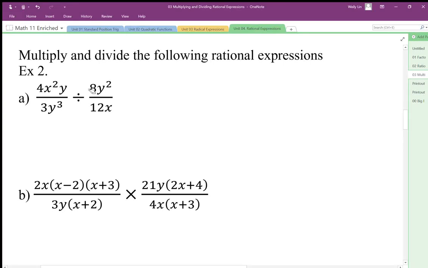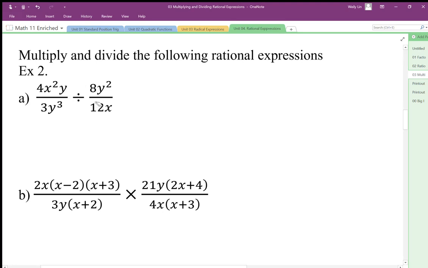In these examples, we're just going to focus on the timesing and dividing and canceling, and we're not going to worry about the non-permissible values for now. But we have to be aware of those non-permissible values, and we'll look at those later.